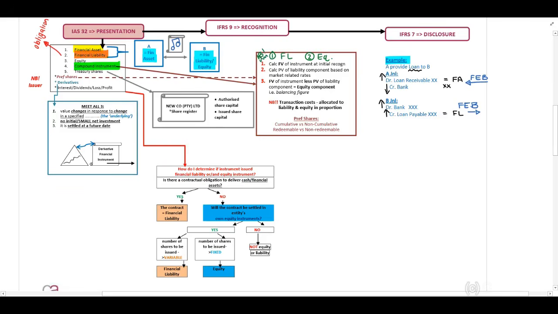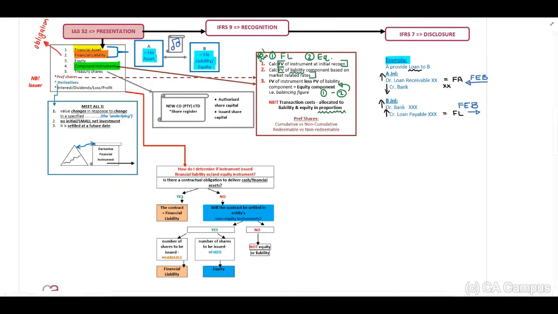Step 1, calculate the fair value of the instrument at initial recognition. Step 2, calculate the present value of the liability component based on our market-related rates. And step 3 will be the difference between step 1 minus step 2, and this will be our equity. When there is transaction costs, you need to remember to allocate this proportionally between the liability and equity.